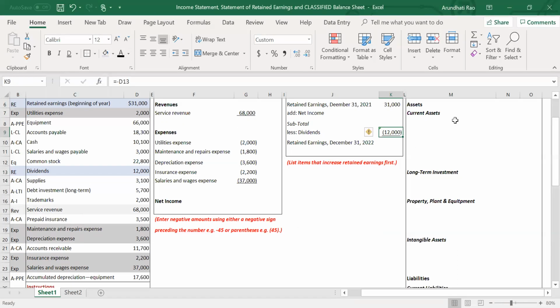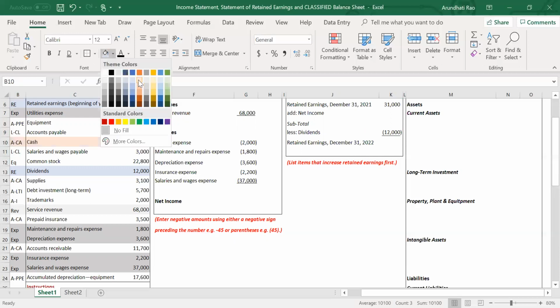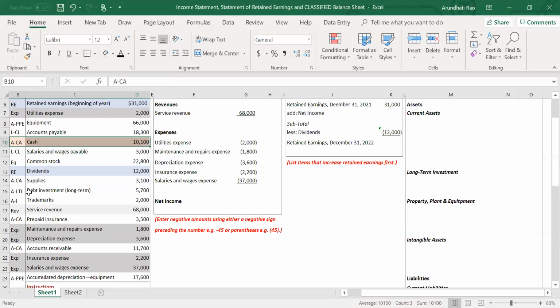I need my current assets. My assets, current assets. Let's look for those assets. Let me first highlight each of those, and then we will talk about what order we should place them in. I have my cash. I have supplies. I have prepaid insurance as a current asset. And I have accounts receivable. That's a current asset. So I have a total of 4 current assets. Do we see anything else? No, we have 4 current assets.